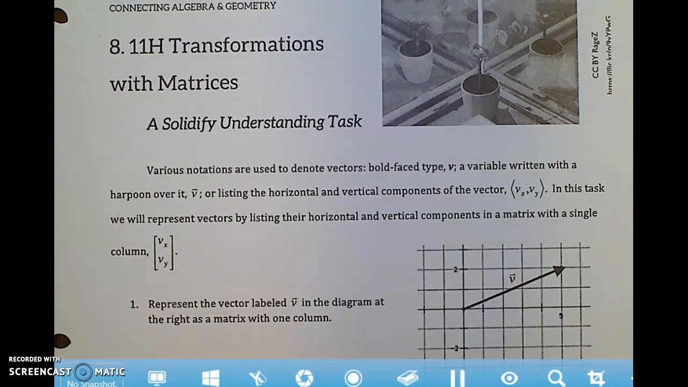All right, good morning. So today we're going to go through the 811 task from the module.